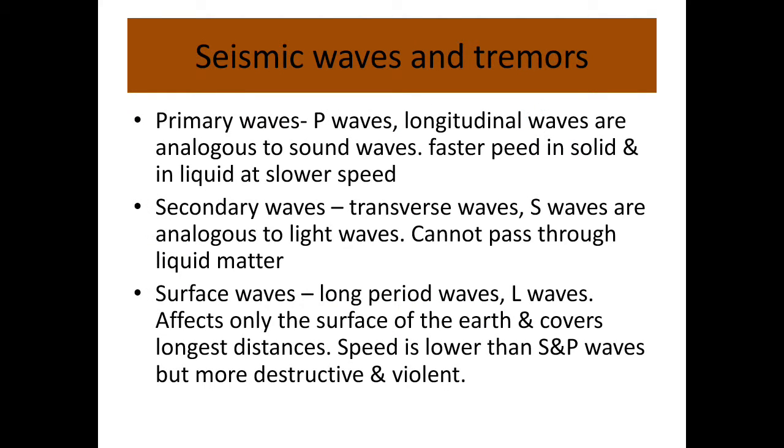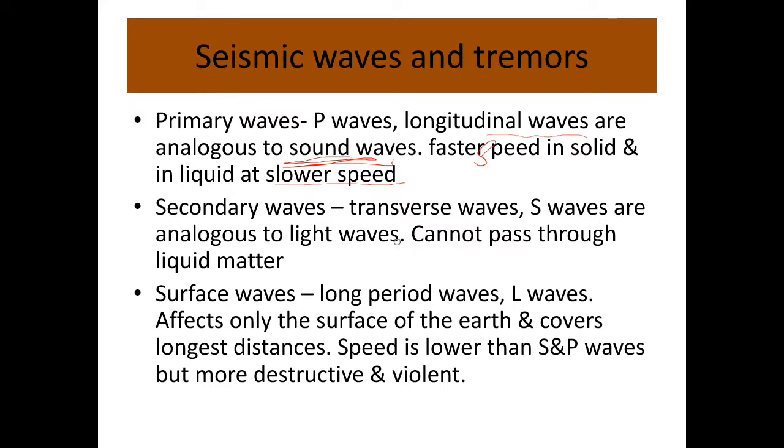Seismic waves and tremors. There are three types of waves: primary waves, secondary waves, and surface waves. Primary waves are called P waves or longitudinal waves, and they are analogous to sound waves. They travel at a faster speed in solids, and in liquids their speed is slower.